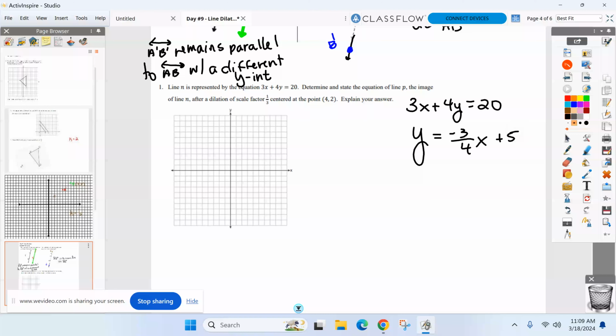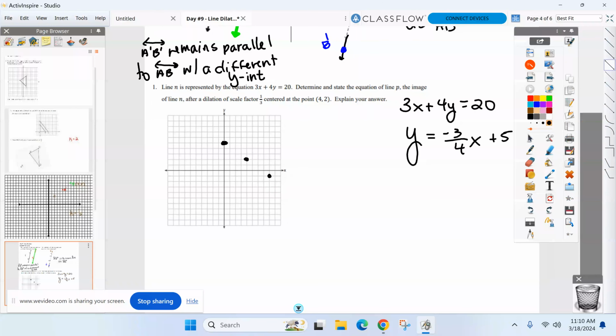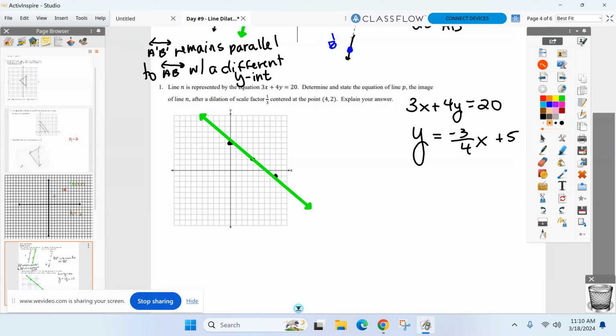All right, let's throw this line on the graph and dilate it. 1, 2, 3, 4, 5. Down 1, 2, 3. All right, we have it graphed. Ready to dilate it. 1/3 with the center at (4, 2).